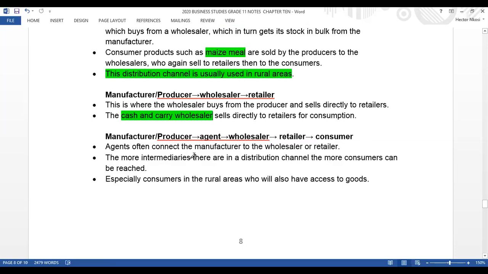The more intermediaries there are in a distribution channel, the more consumers can be reached, basically. So the more distribution channels we put, the more consumers can get the product, especially consumers in rural areas who will have trouble accessing goods. So we know in the rural areas, there are lots and lots of channels, right?